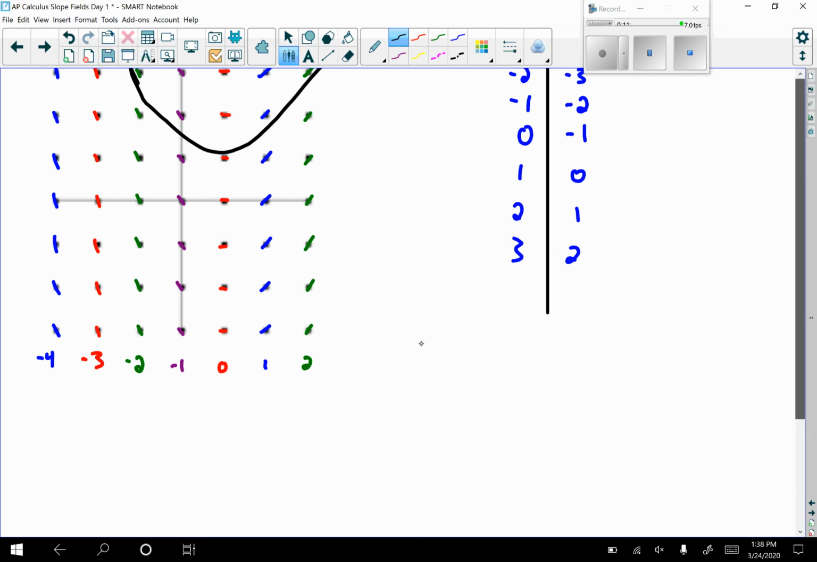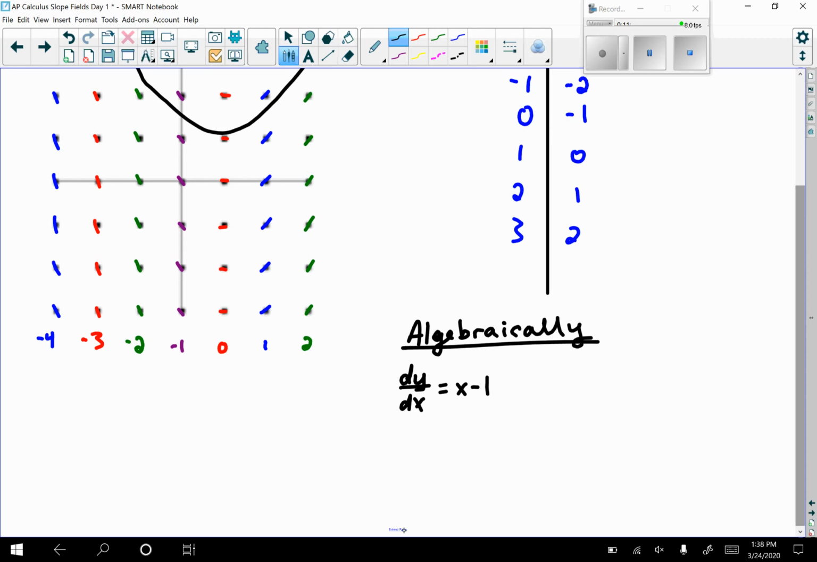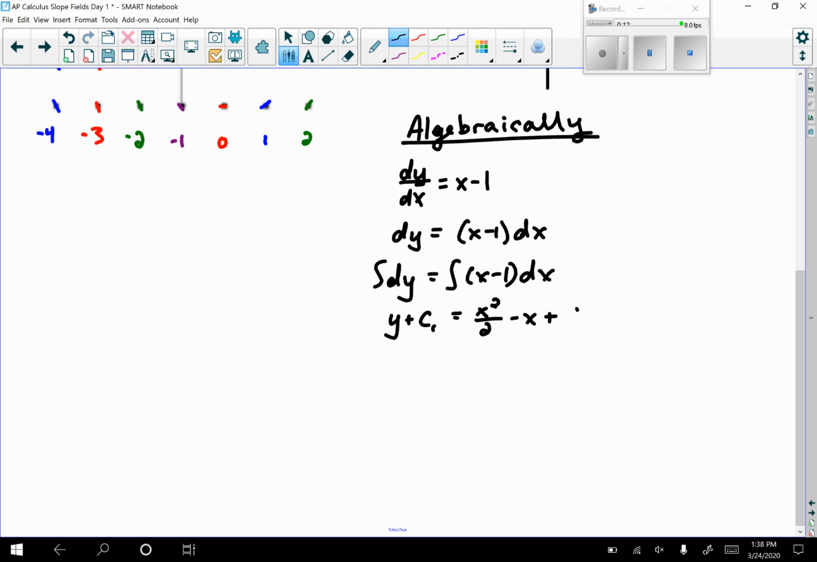Now algebraically is everything we were doing before. So dy over dx is equal to x minus 1. This is where we want to definitely show separation of variables. So we're going to say just dy equals x minus 1 dx, and we'll take the integral of each side. So we're going to get y plus a constant is going to equal x squared over 2 minus x plus a constant. So then y is going to equal 1/2 x squared minus x plus the constant.